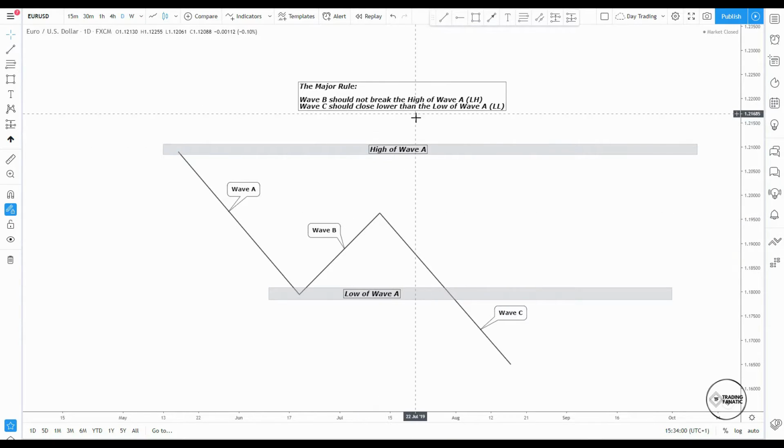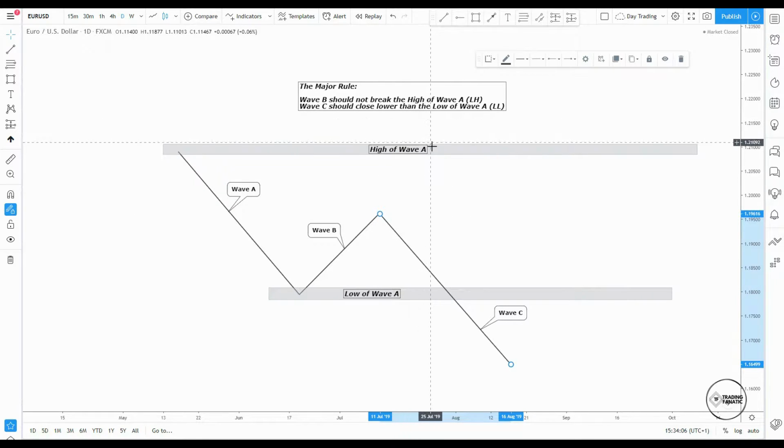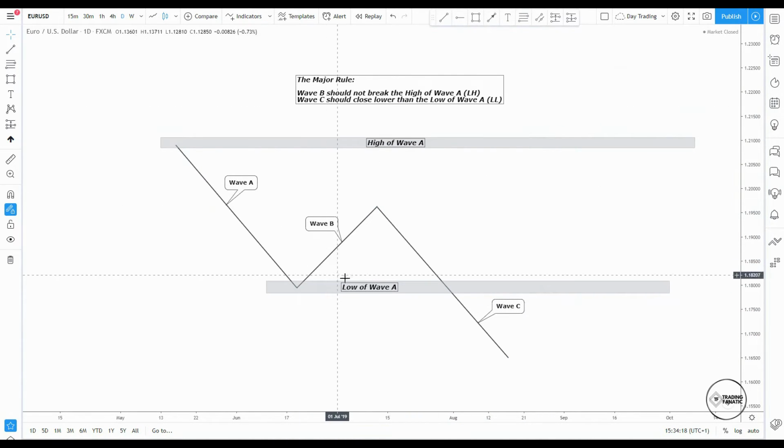So wave B should not break the high of wave A, because if it breaks the high of wave A, we will be having a high, which is not good for a downtrend. Then it should create a lower high, because if it closes lower than the high of wave A, we will be having a lower high, right? And we have the low of wave A. Wave C should close lower than this low and it will create a lower low.